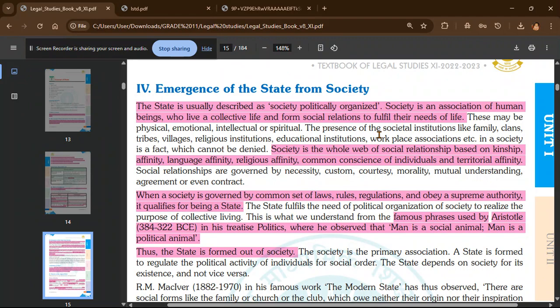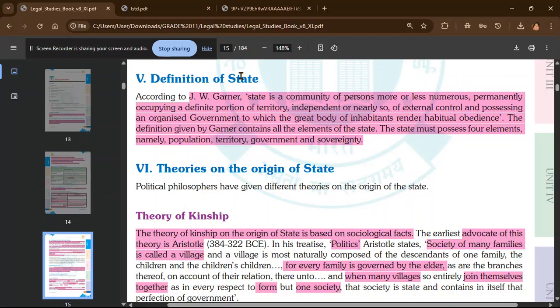Suppose we are seeing the definition of state according to JW Garner. You will see in quotation he has said something, so whatever is in quotation in your book must be exactly the same, because you can't change the way someone has defined or explained it, right? You can't write that in your own way. Anything in quotation has to be written exactly from the textbook. If you want to add something, that can be after you complete your quotation.